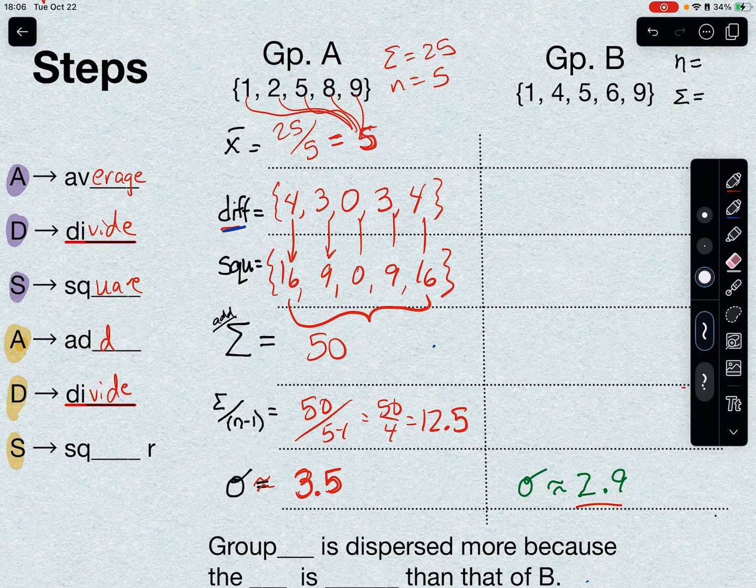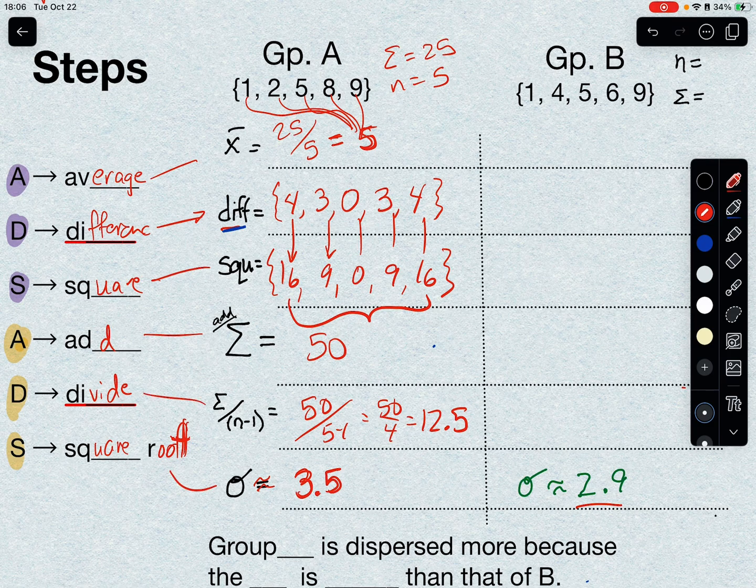Whoa! You do not divide. You find the difference. That's what I did there. Then you divide. Finally, you take a square root. Not a root. All right? So that's what we did in each step there. Again, do it in group B. See if you can get 2.9. Pause the video, and then we'll come back and finish.